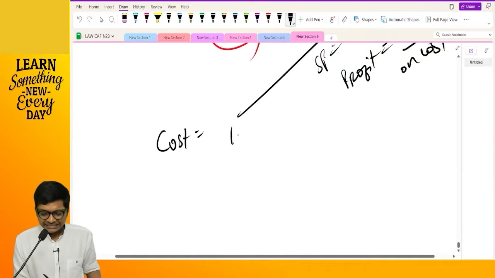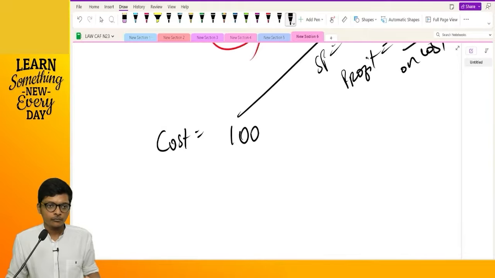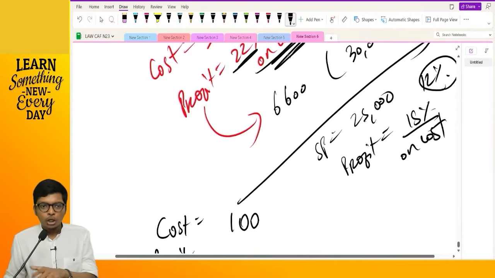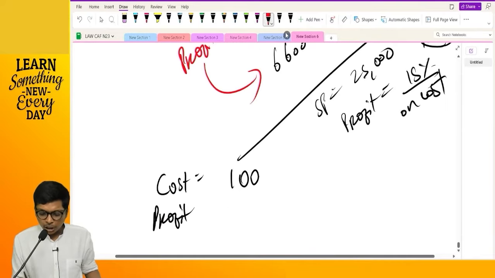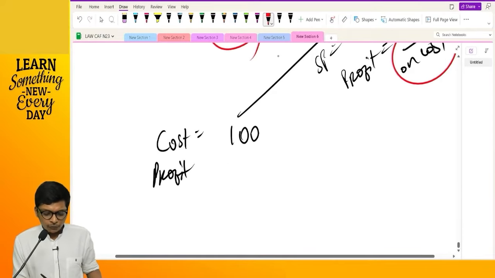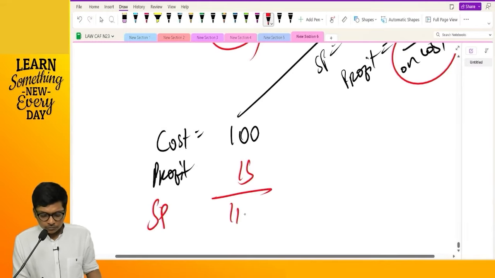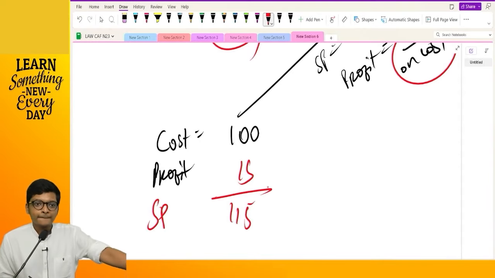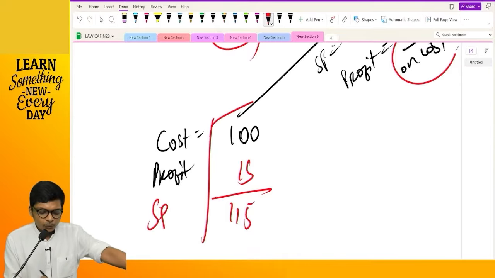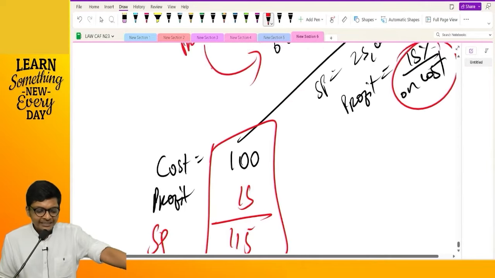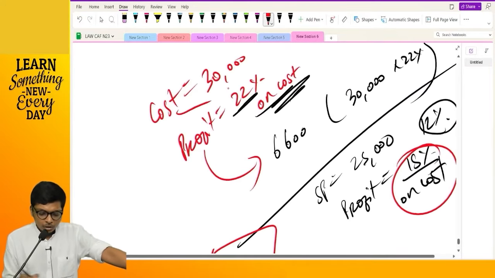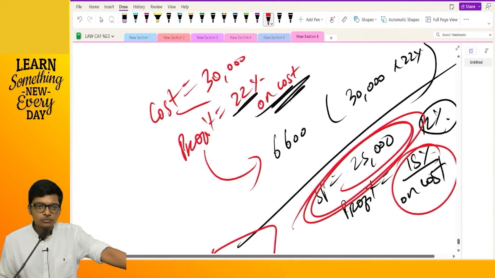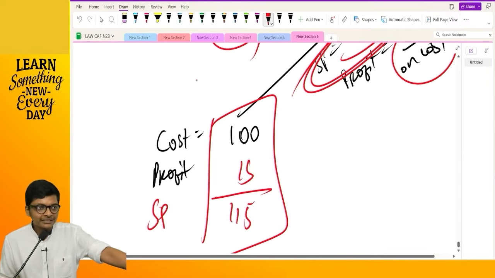Cost is 100. Therefore, profit was 15% on cost. So my profit would have been 15. So my selling price will be 115. So this is an equation which is sorted for me. He has given me what? Cost, selling price. So look at this.